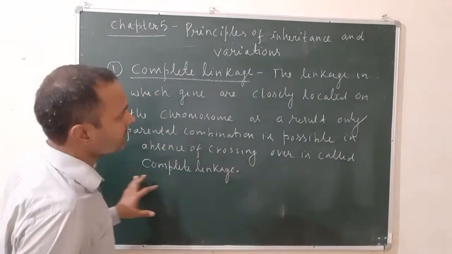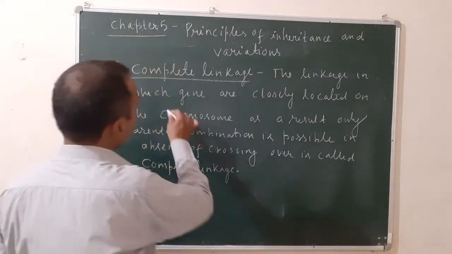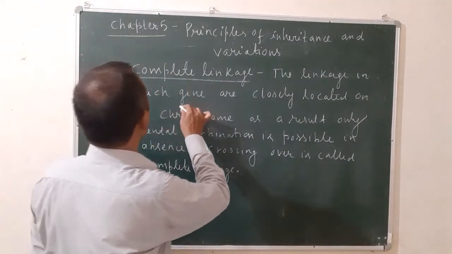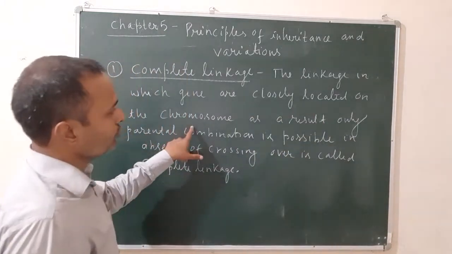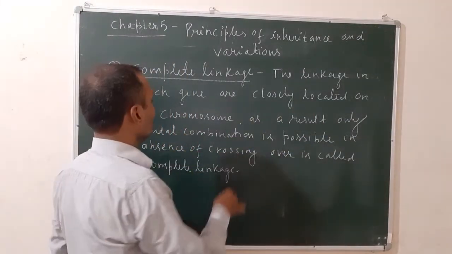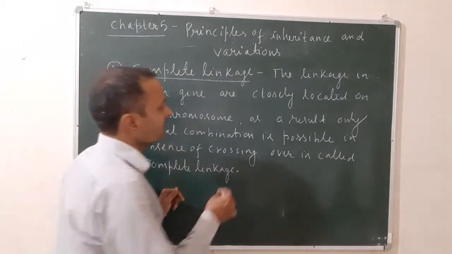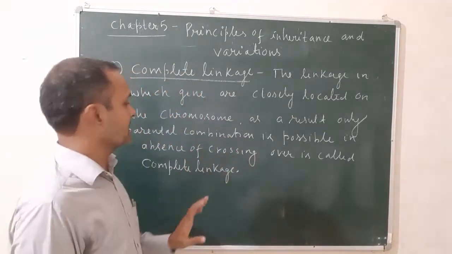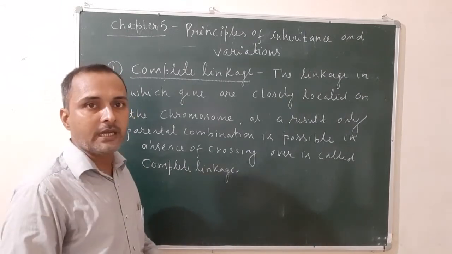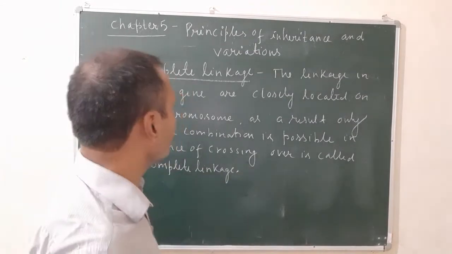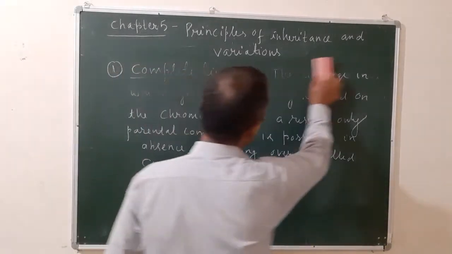So once again, what is complete linkage? The linkage in which genes are closely located on the chromosome. As a result, only parental combination is possible in absence of crossing over. This is called complete linkage. Let us see by taking an example of complete linkage.